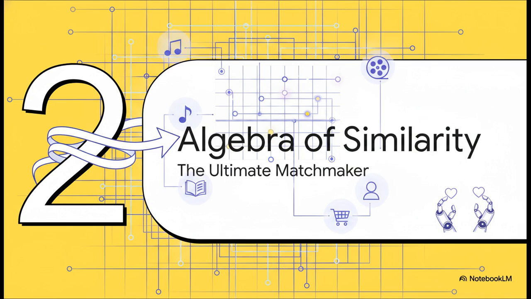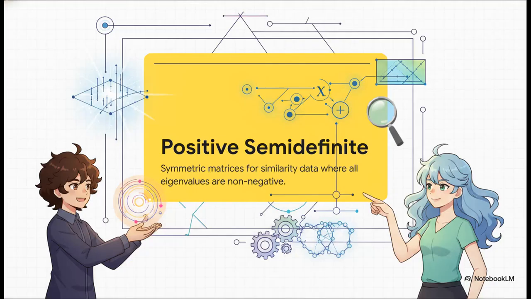Moving right along to part 2, the linear algebra of similarity, or as I like to call it, the ultimate matchmaker. Think of algorithms as the world's most aggressively data-driven matchmakers. Before a system can recommend anything to you, it first has to understand how two things actually relate to one another, and it does this using a similarity matrix. But they need strict rules.